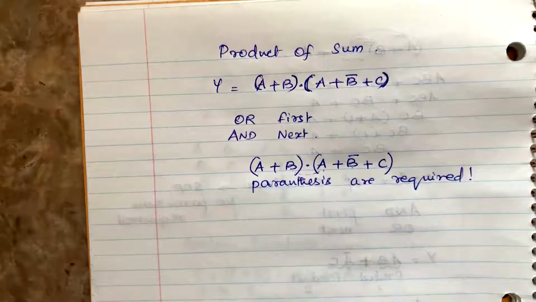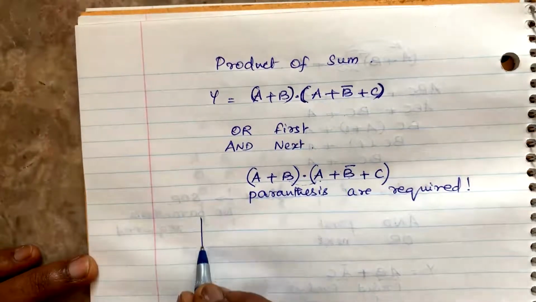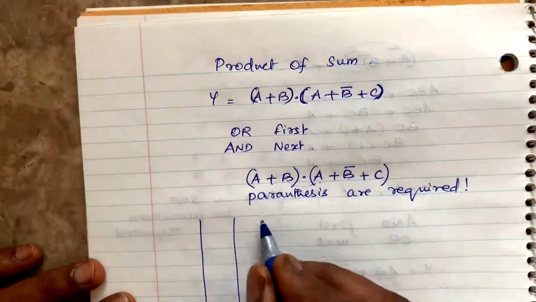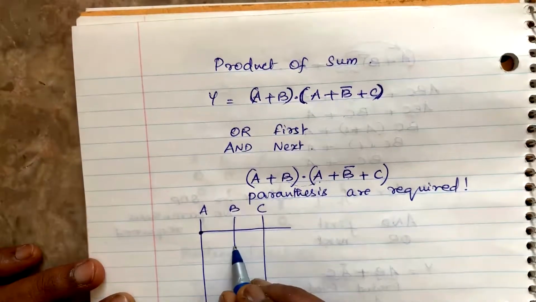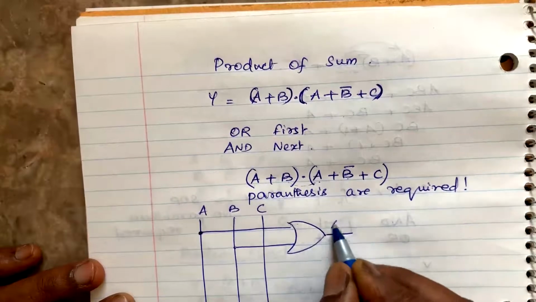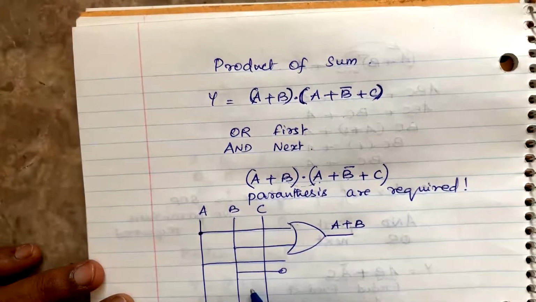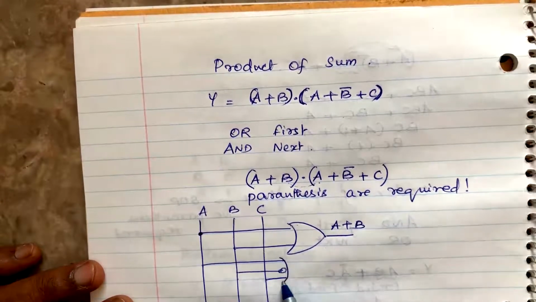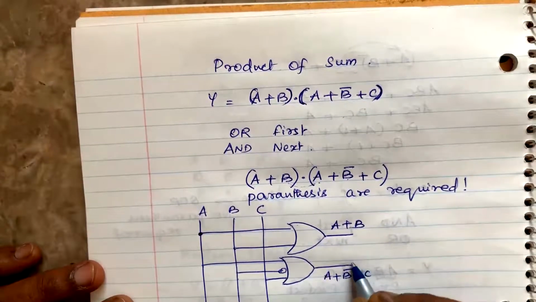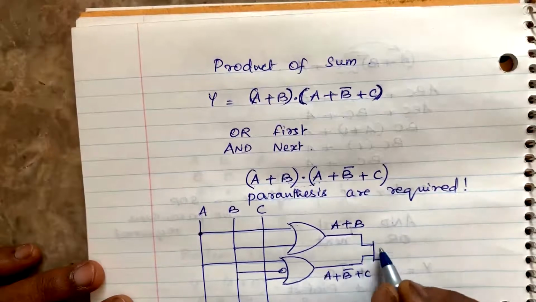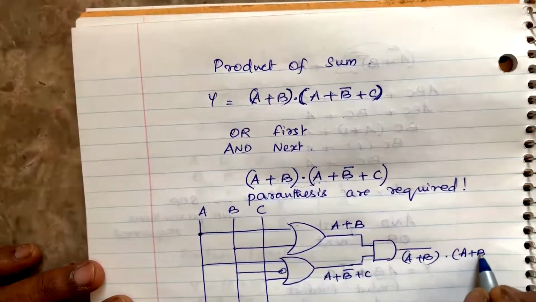Now, if I have to implement this, A plus B dot A plus B bar plus C, I would go for again this format, A, B, and C. A plus B is here, A plus B through an OR gate. Next is A plus B bar plus C. Again, they have to go through an OR gate. Level 1 is OR gate. Here A plus B, and here A plus B bar plus C, and these two to be sent to an AND gate. Here we have A plus B dot A plus B bar plus C.